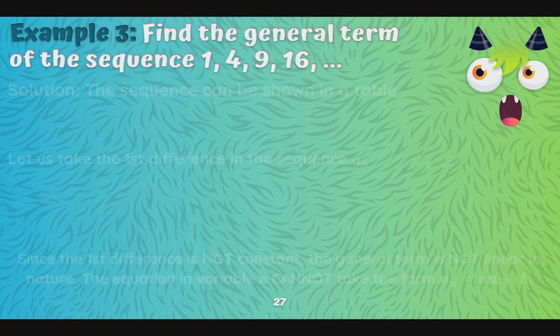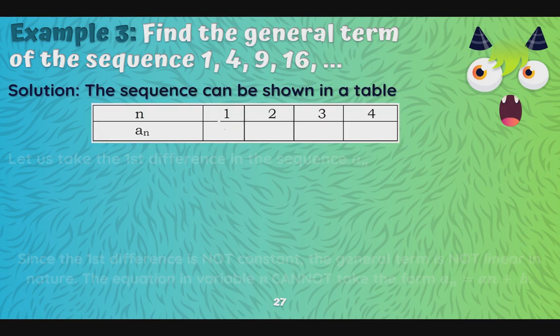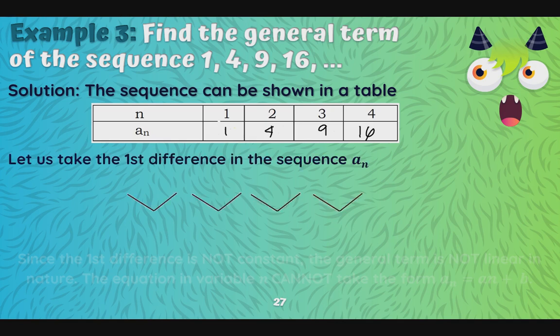Ngayon naman, para sa example number 3 natin, meron tayong 1, 4, 9, 16. So, 1, 4, 9, 16 ang ilagay natin sa table. Then, kunin natin yung difference. 1, 4, 9, 16. 4 minus 1 is 3. 9 minus 4 is 5. 16 minus 9 is 7.